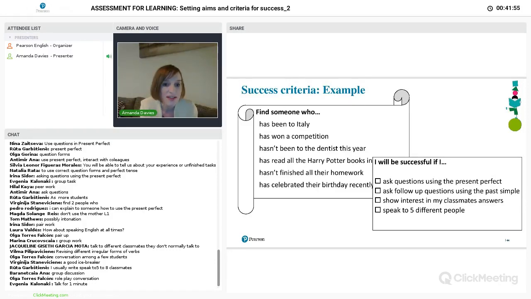There's plenty of nice ideas for other tasks there. Speak to 5 to 8 classmates is nice. Again, it's differentiating. Talking for a minute as well is a useful one. So if you set a discussion task or a debate or something, you might give a time limit in the success criteria. Now, we usually use them for speaking and writing tasks, and you certainly don't have to use them for every single task that you do because there isn't really time.